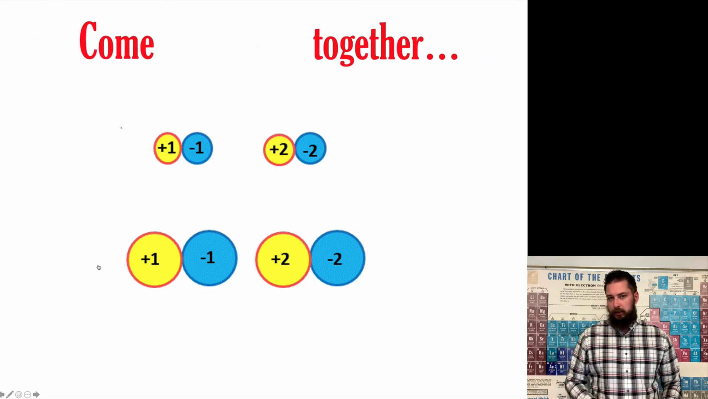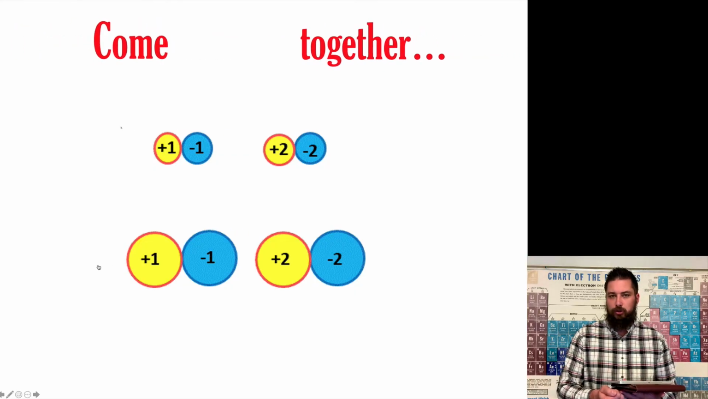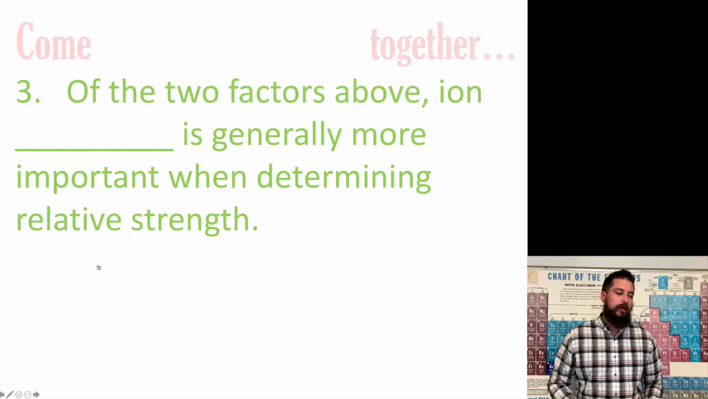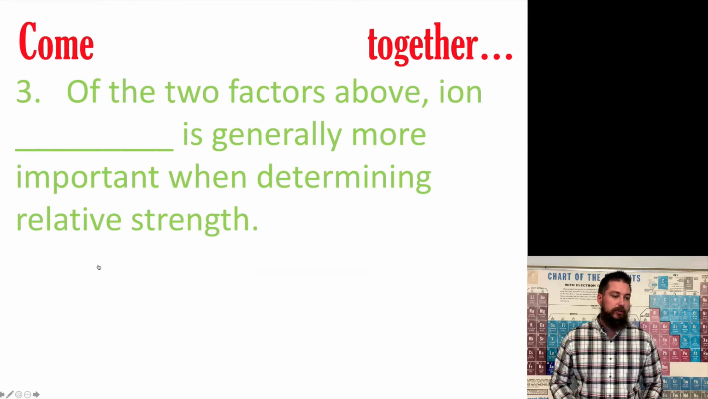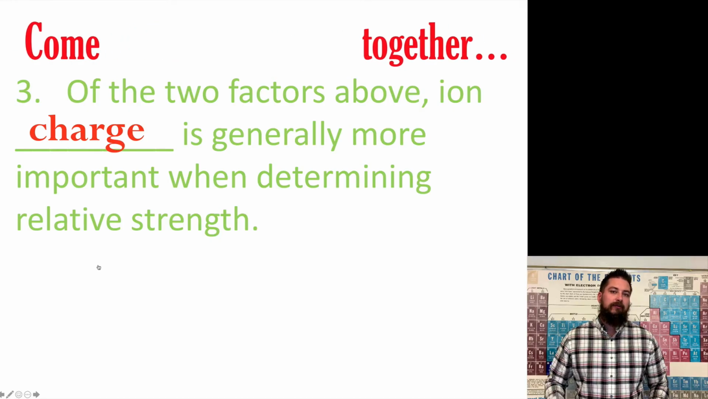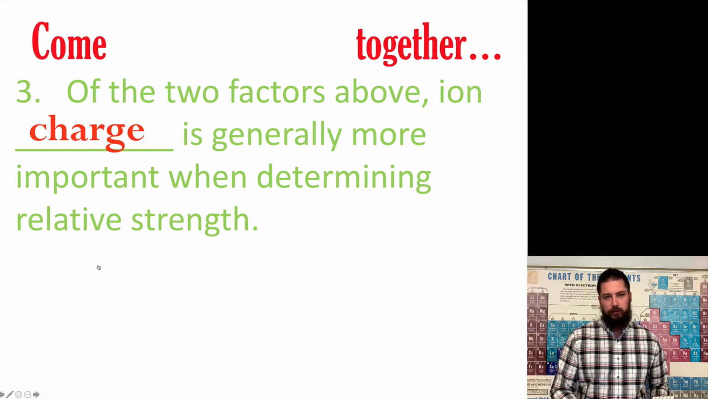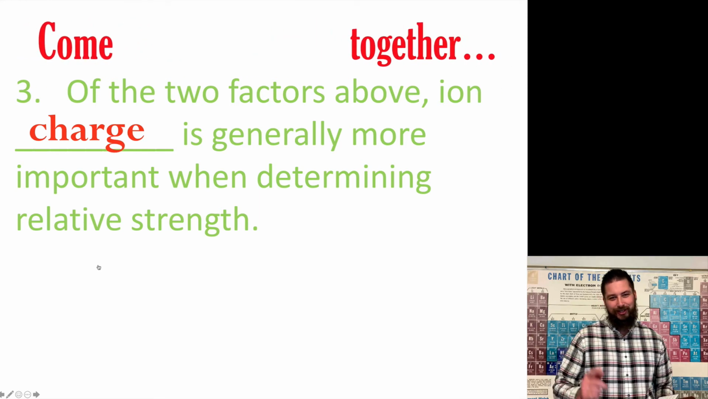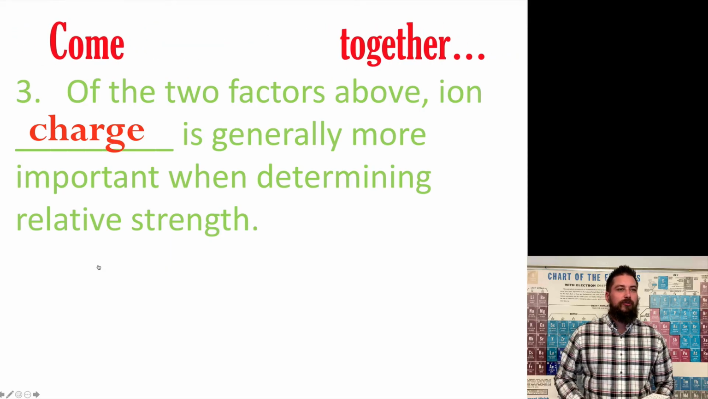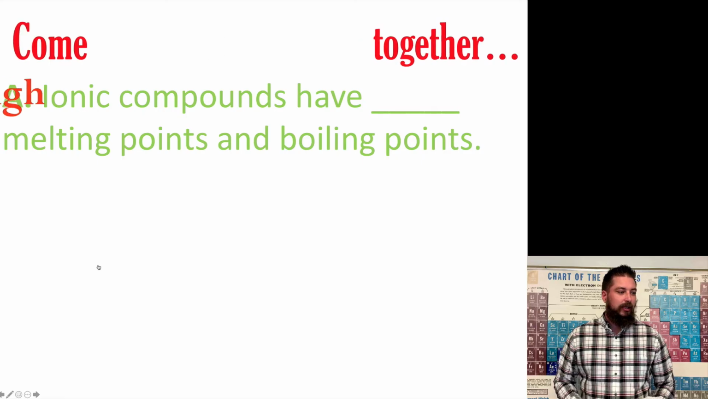So again, it's Coulomb's law. The closer things are together, the stronger the attraction. Also, the larger the charge, the stronger the attraction. And when it comes to ionic compounds, charge is going to be the more important one. So if you have a larger charge, you're probably going to have a larger force of attraction. And I know that's kind of counterintuitive because we talked about in Unit 4 how it was distance that matters more, but we'll move on.